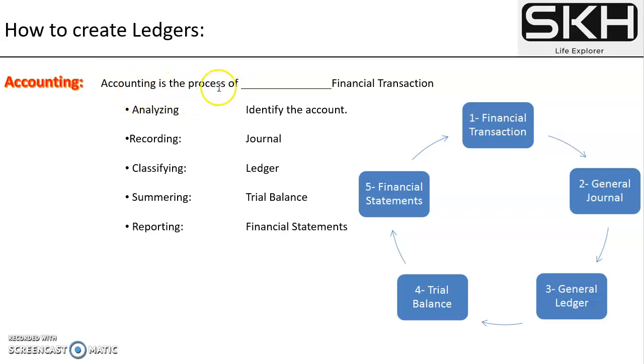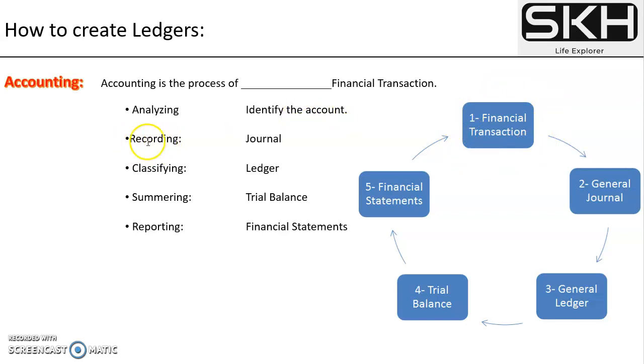accounting is the process of analyzing, recording, classifying, summarizing, and reporting the financial transactions. So I repeat again, accounting is the process of analyzing. Analyzing means the step number one, we identify the accounts which are involved in the transaction. So this procedure starts from here, the step number one, financial transaction. Once the financial transaction is done, we identify the account.